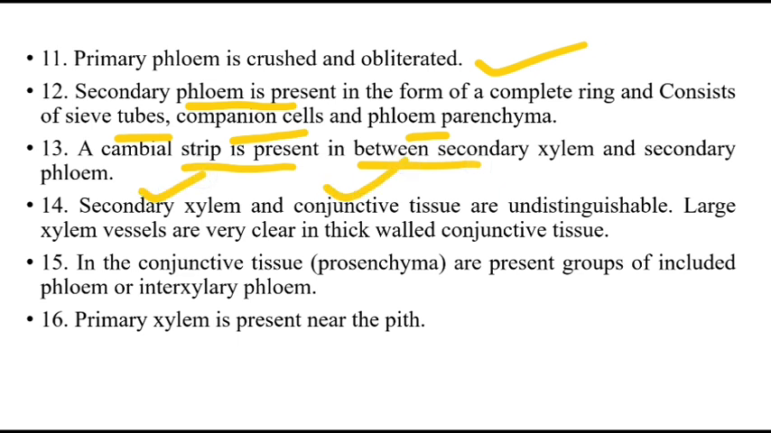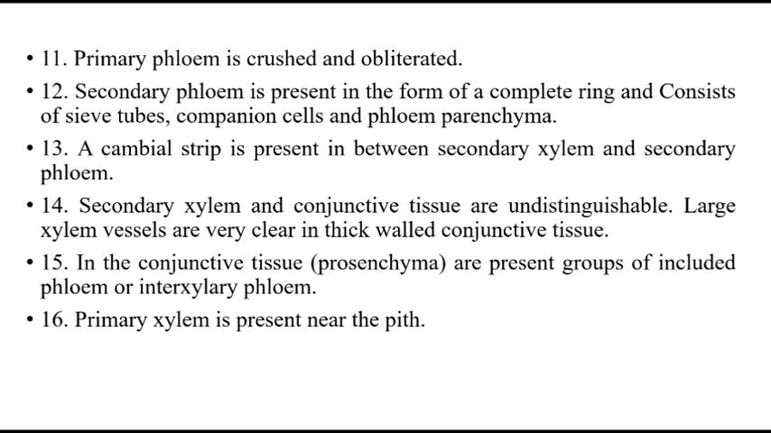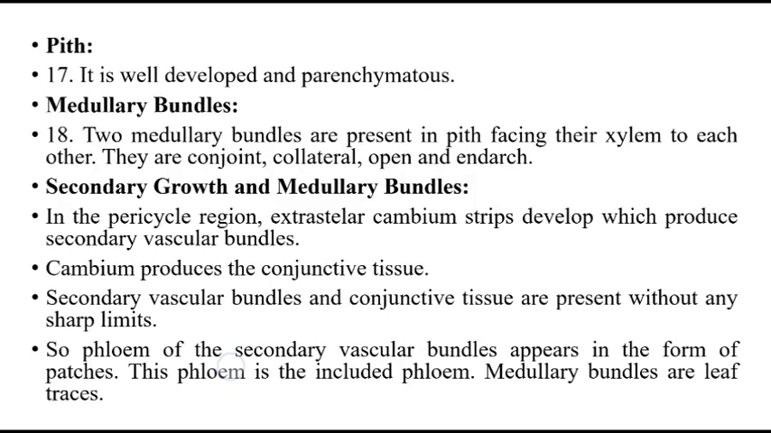Secondary xylem and conjunctive tissues are indistinguishable. Large xylem vessels are very clear in thick-walled conjunctive tissues. In the conjunctive tissues or prosenchyma, groups of included phloem or interxylary phloem are present. So there are phloem patches present in the secondary xylem. Primary xylem is present near the pith. In this way they show primary xylem, next secondary xylem, and there is some phloem present in the secondary xylem.